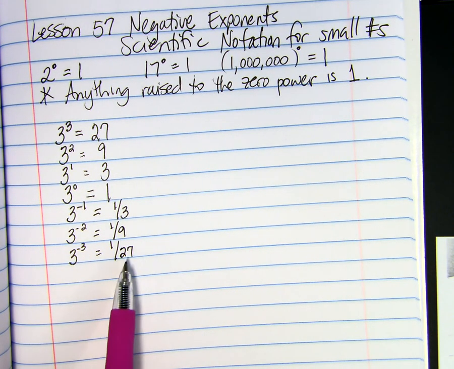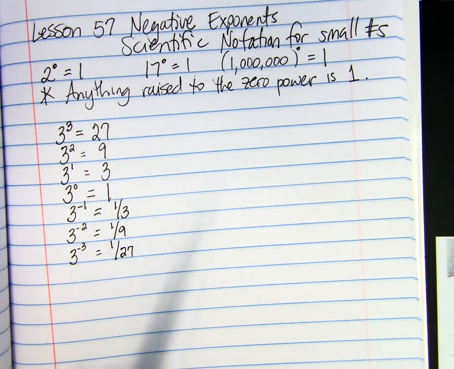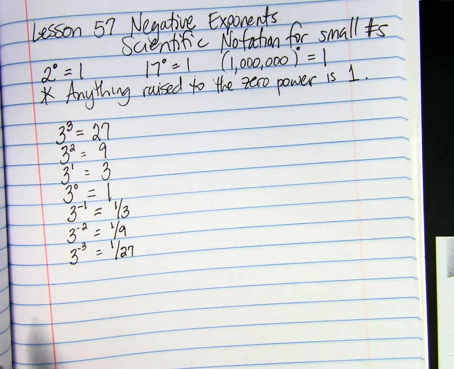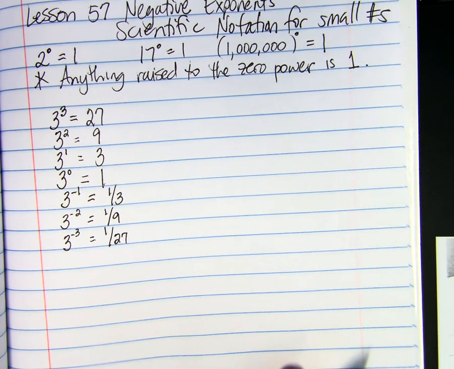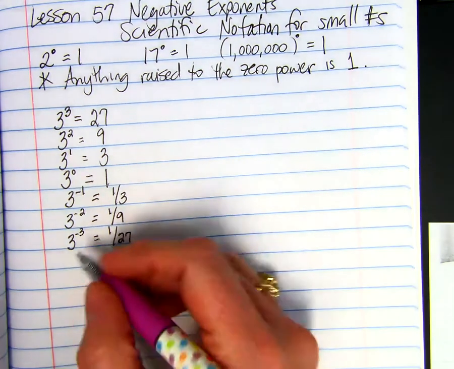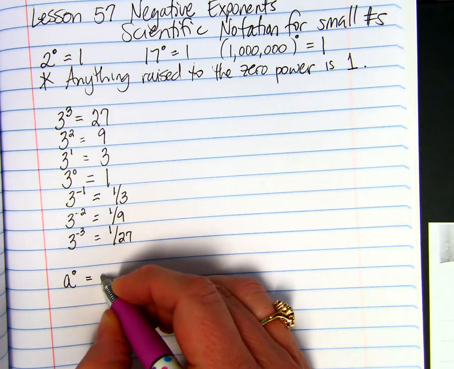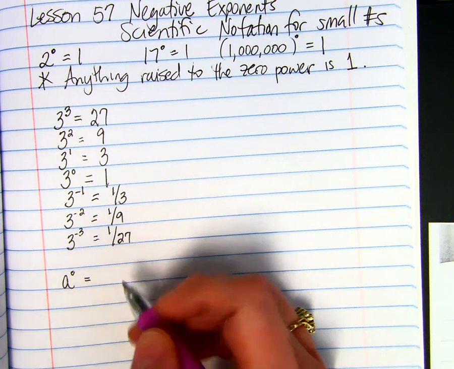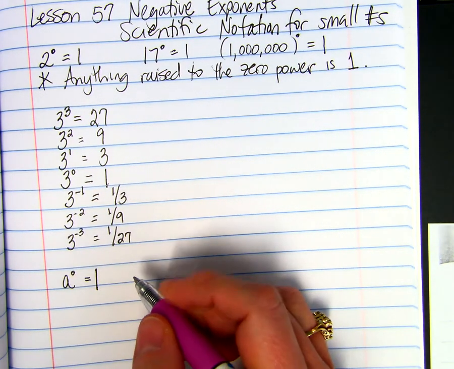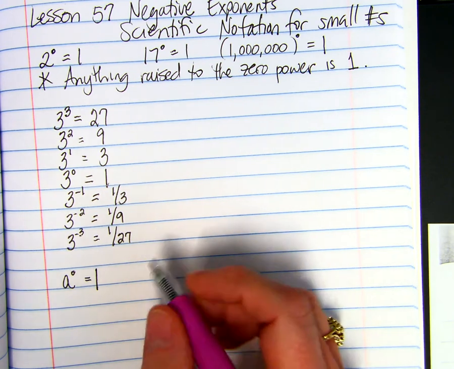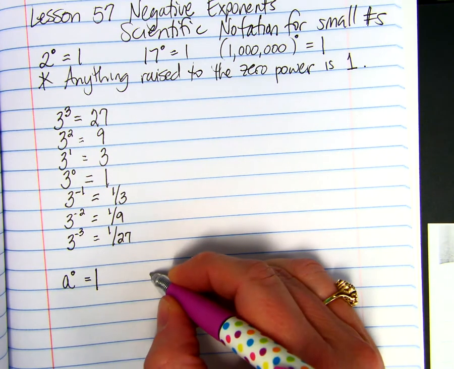Wait, so these never get to 0? They never get to 0 or negative numbers, unless it begins as 0. So if you have a to the 0, what does it equal? A to the 0 power is 1. What about 0 to the 0 power? Actually, it's indeterminate, but we're not going to go into that.